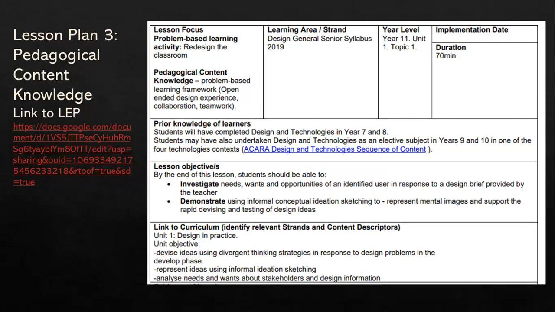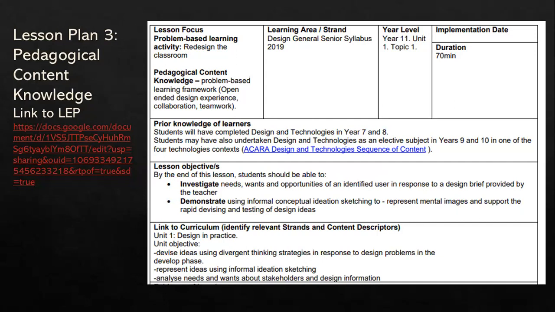Lesson 3 is an exemplar for pedagogical content knowledge. In design, problem-based learning is the overarching pedagogical framework. Problem-based learning incorporates open-ended design problems, collaboration, and teamwork, with the teacher as facilitator or guide. The lesson is linked to Curriculum Unit 1, Design in Practice.